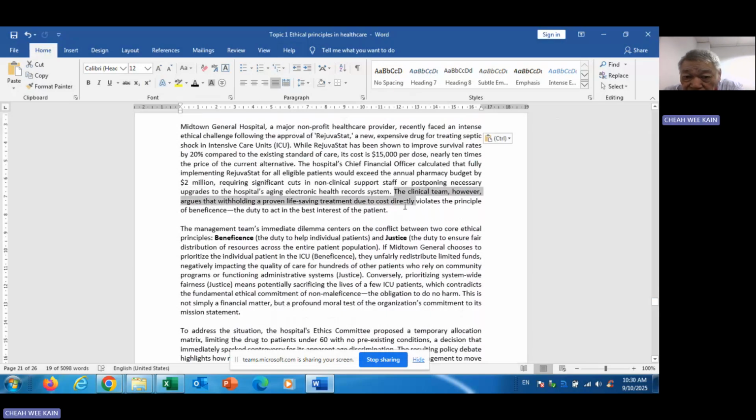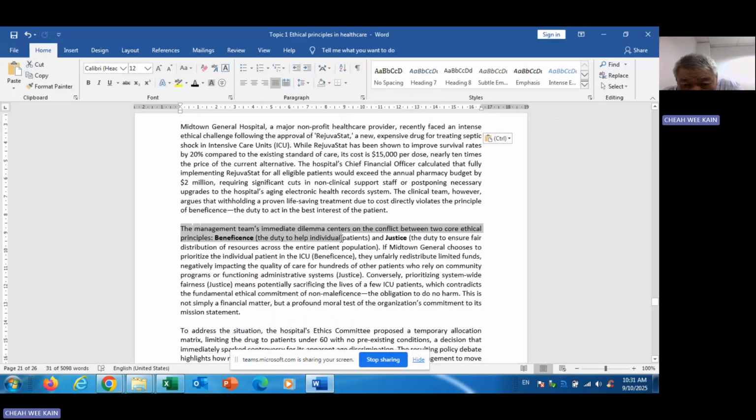So the clinical team says that if you don't use the new drug, it violates the principle of beneficence, the duty to act in the best interest of the patient. It seems that the new drug is better for the patient. So if you don't do it, we are against this core principle of beneficence. Now, this is the clinical team, doctors, for example. Now, the management team have now a problem.